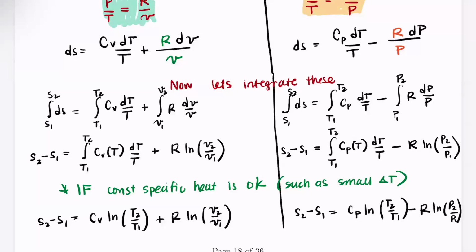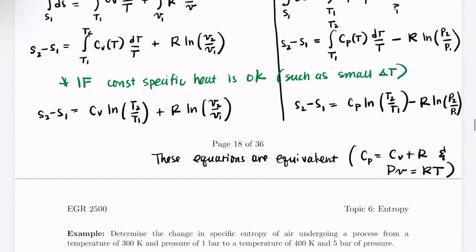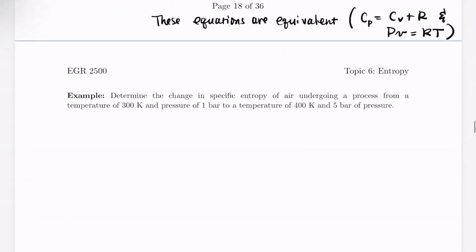CV, the heat capacity with the volume held constant, and another relationship with CP. So if you are given information about temperature and specific volume, you can use the equation on the left. And if you have information about temperature and pressure, you can use the equation on the right. These two equations are equivalent, so it doesn't matter which one you use, you should get the same answer. All right, so we're going to kick things off today with an example.